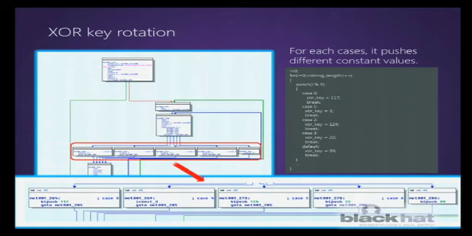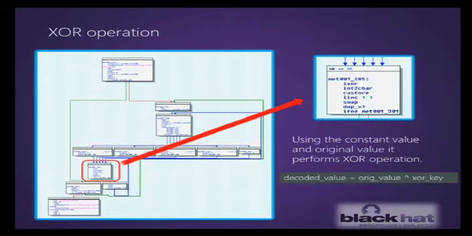If you express this as pseudocode, you can see that for i from 0 to string length, it just divides i by 5 and uses the remaining value as the switch. For each case, it's using a different XOR key. So this is a very simple de-obfuscation. After that, it does the XOR and stores the result back to the array.